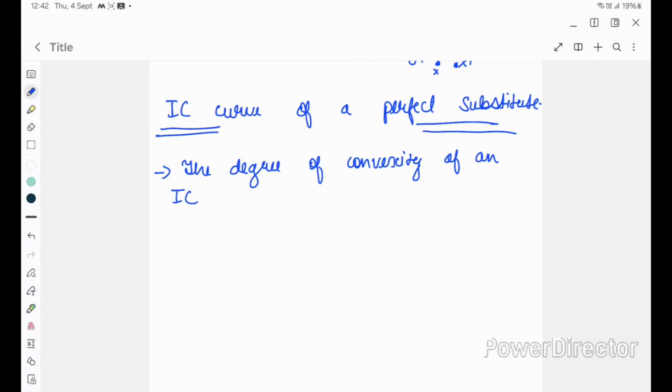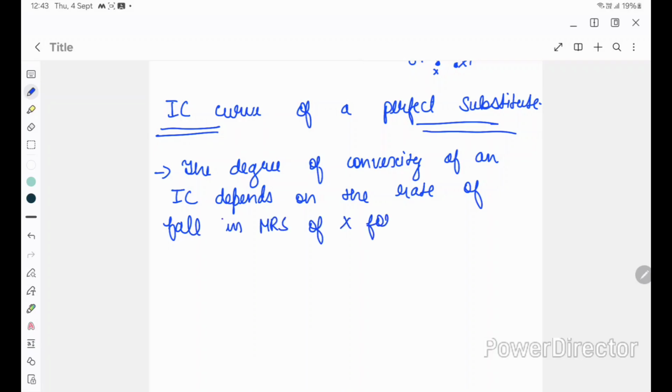The degree of convexity of an IC indifference curve depends on the rate of fall in the marginal rate of substitution of x for y. Now, what is this rate of fall in marginal rate of substitution? It means that when you are exchanging one more quantity of one particular good for another good, how much more would you want to substitute?